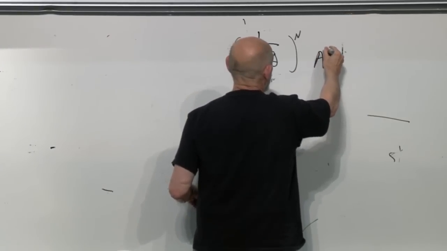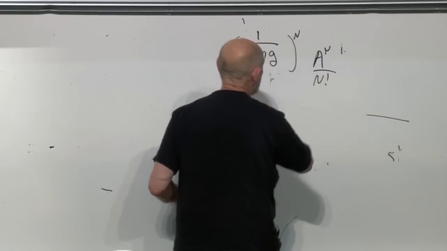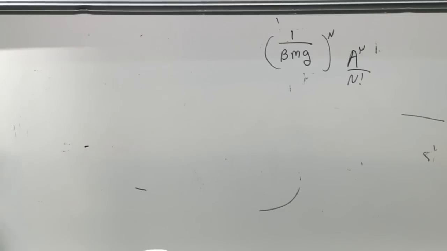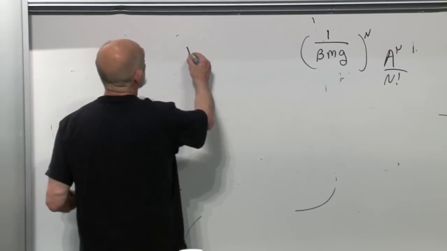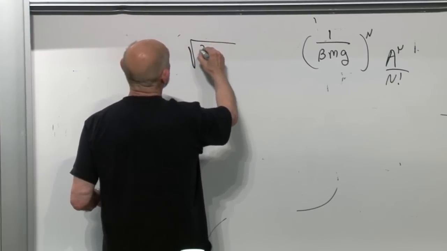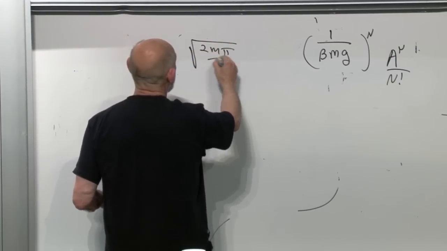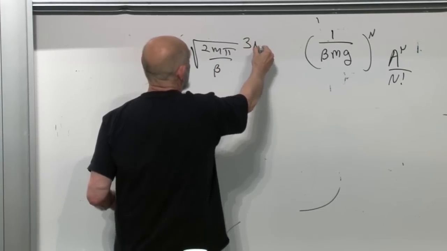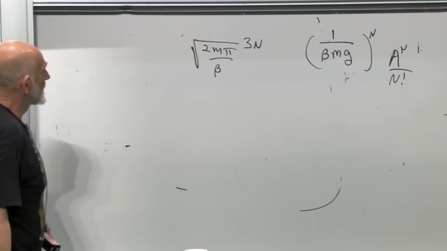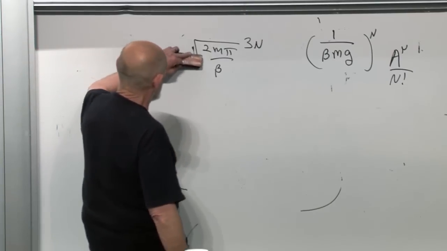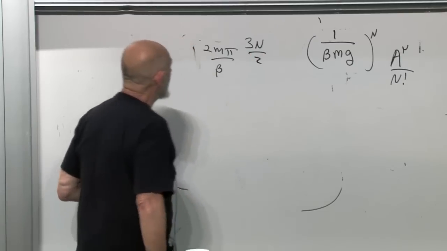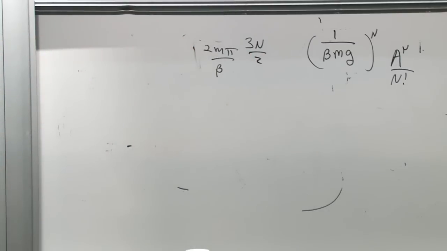There's area to the n over n factorial. That's fixed. That's just a number. And what about the other stuff? Square root of 2m pi over beta to the power 3n, over 2. Notice everything is to the nth power.